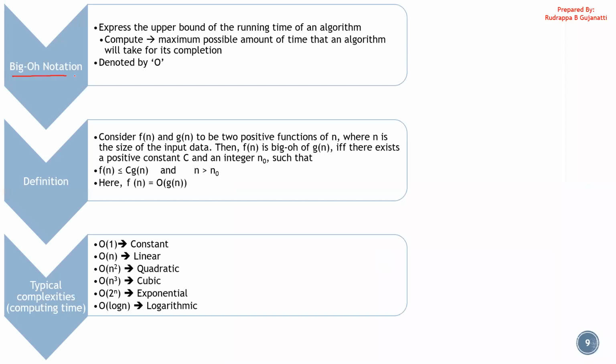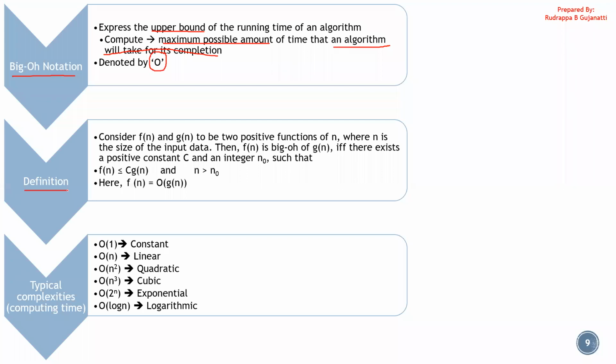So what is basically BigOh notation? BigOh notation is used to obtain the upper limit for the running time of an algorithm. Basically, it helps you compute the maximum possible amount of time that an algorithm will take to complete its execution. So that is the BigOh notation. It gives you the upper bound of the running time of an algorithm. It tells how much is the maximum time that the algorithm will take in order to complete its execution. It is denoted by the capital letter O.